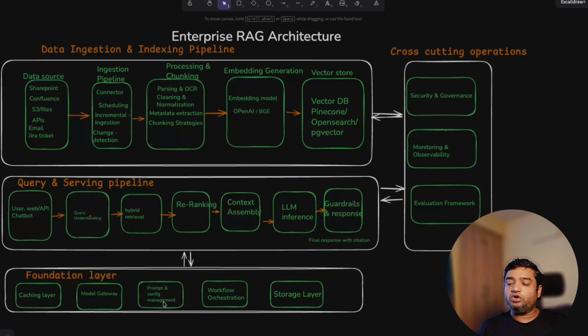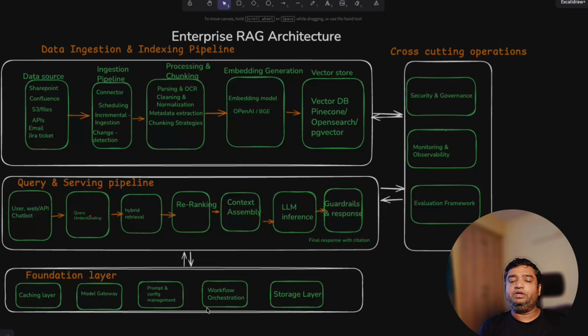Then you have prompt and configuration management. If you want to put some configuration on top of the prompt, or with the help of the model gateway you want to change a prompt in the configuration, you can do it here. Then you have workflow orchestration. When you have created all these things, how will you run them? Everything is connected to each other, you need to schedule it, and with the help of some tool you need to create a workflow.